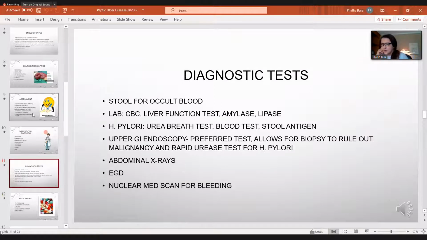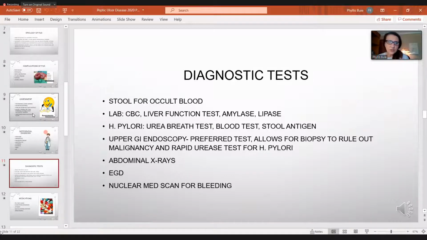So let's talk a little bit now about some of the diagnostic tests that we can do. Stool for occult blood, but that doesn't necessarily mean that the blood is coming from an ulcer. It can be coming from something else. It just means that they've got blood in their stool and we need to figure out where it's coming from because we don't know.